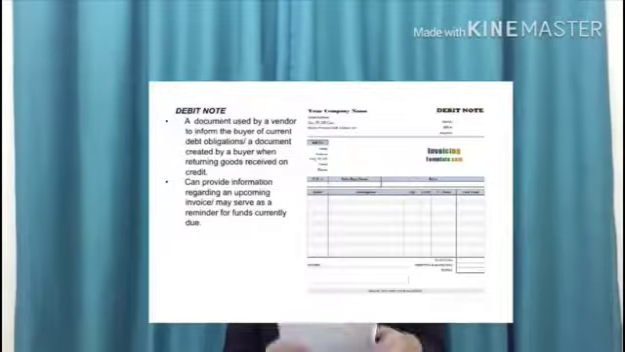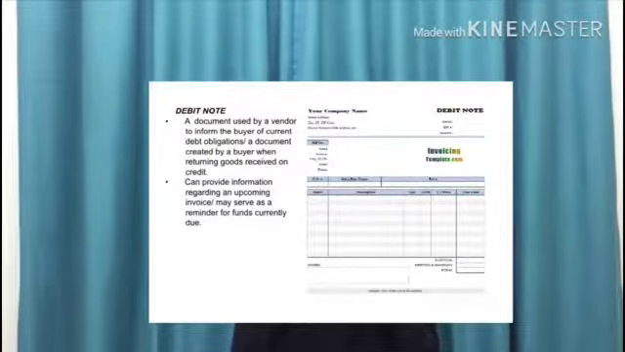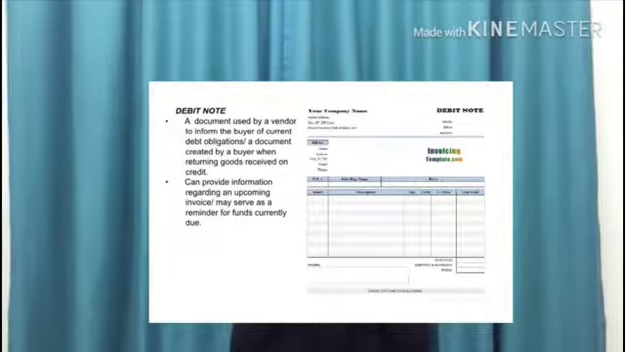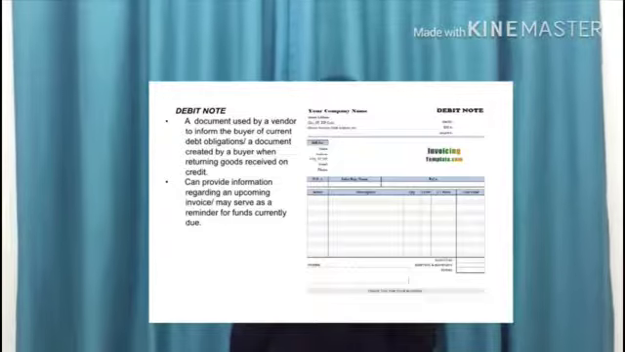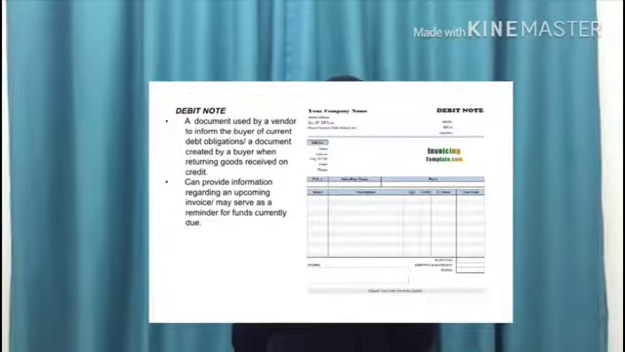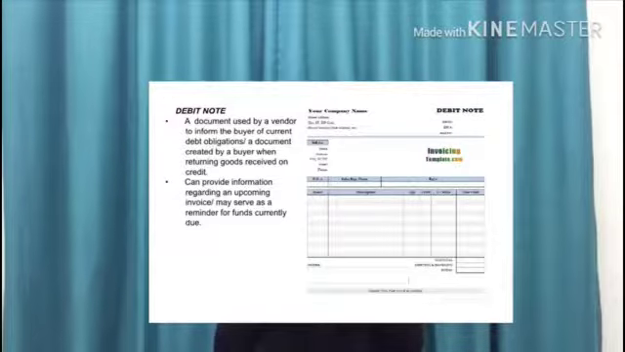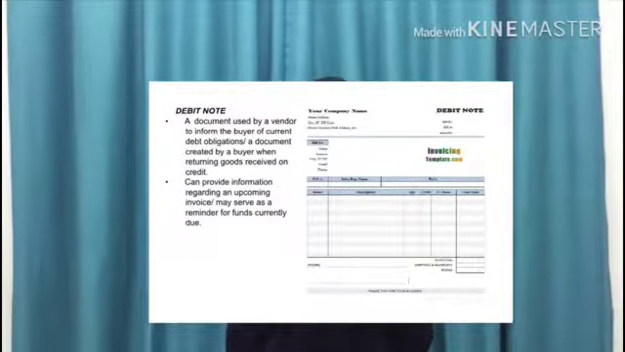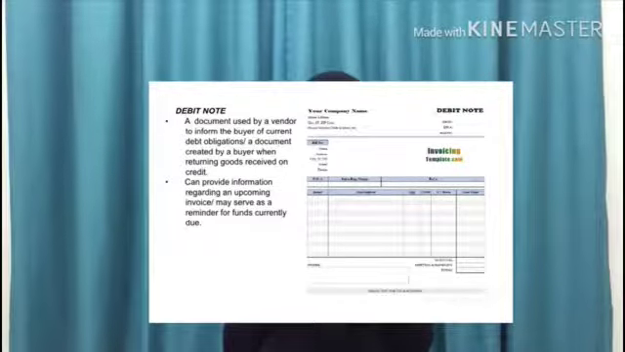I will continue with source document number 5, which is debit note. Debit note is a document used by a vendor to inform the buyer of current debt obligations, or a document created by a buyer when returning goods received on credit. The debit note can provide information regarding an upcoming invoice or may serve as a reminder for funds currently due.